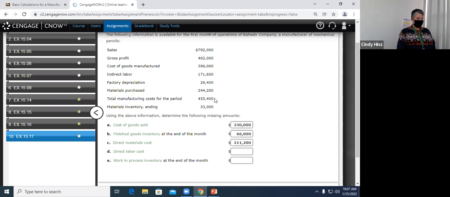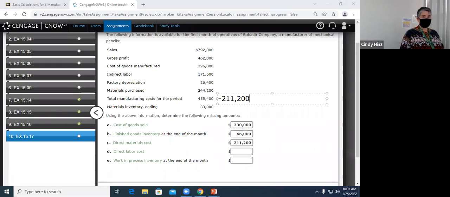So if we know the total, let me get my annotate up here. If we know the total and then we subtract from that the direct materials that we just calculated, and if we can subtract our overhead costs, then whatever's left must be the direct labor. So what do they tell us here for the overhead costs? I see indirect labor and factory depreciation. Those are the only two things I see listed there that are indirect costs. So I'm going to assume that those are our only overhead costs.